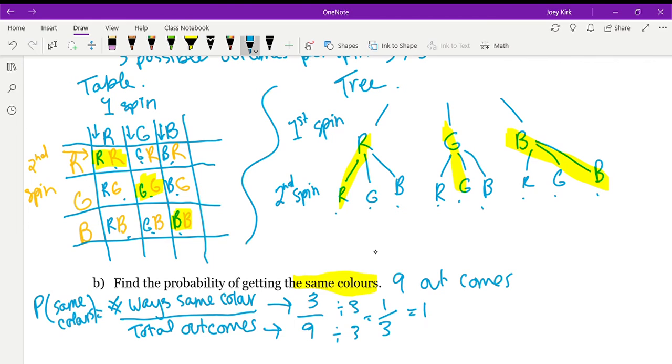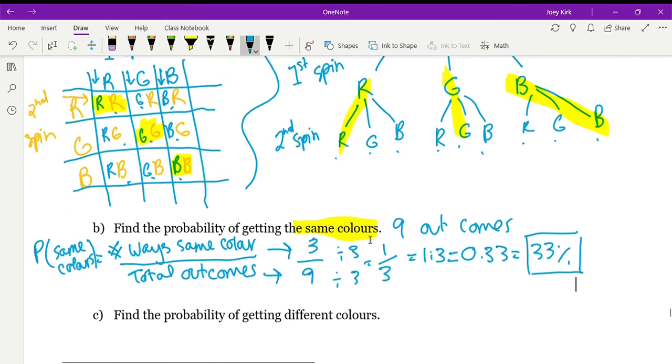Okay, so that would be a 1 to 3, and I'm showing you all the different ways. I didn't technically specify here, so you could just answer as a decimal. If I divide that in my calculator, I get 0.33 or 33%. Okay?